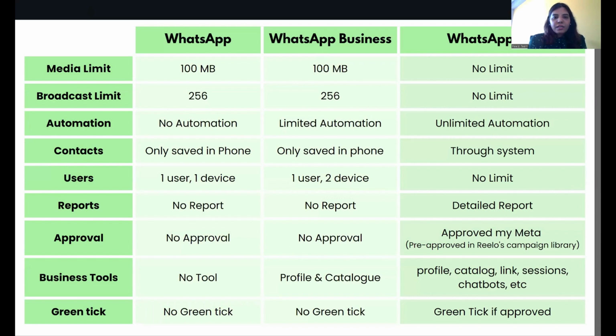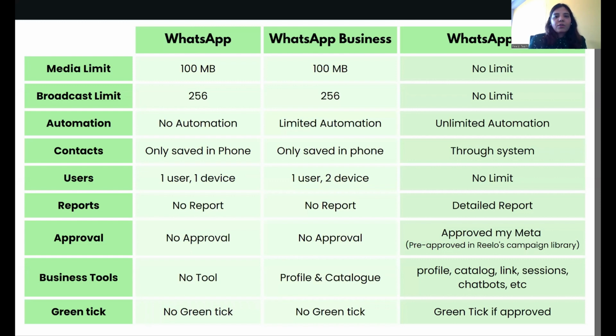Same with broadcast. Currently, if I want to broadcast a message from my personal WhatsApp, I can send it to only 256 people. The same is true for WhatsApp Business. But in WhatsApp API, there's no limit. I can send it to as many people as I want to.